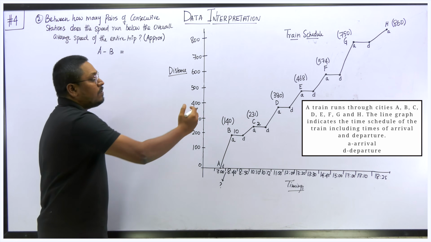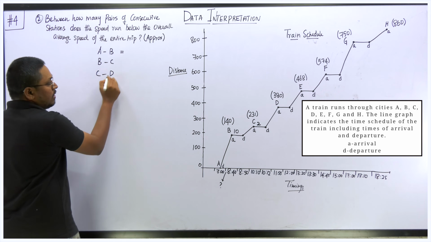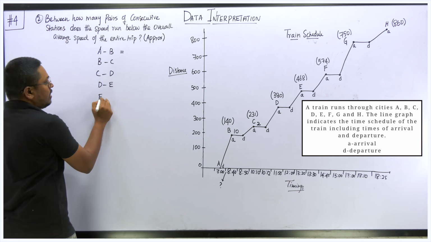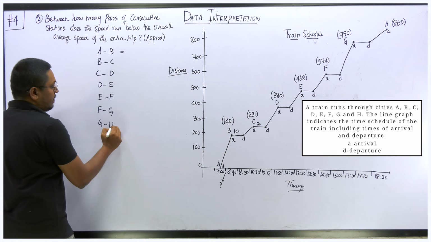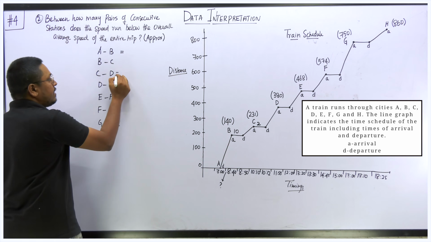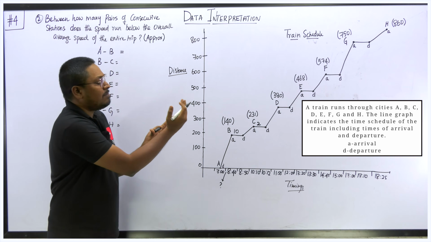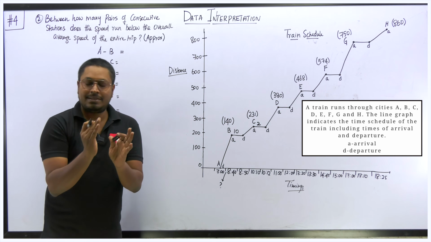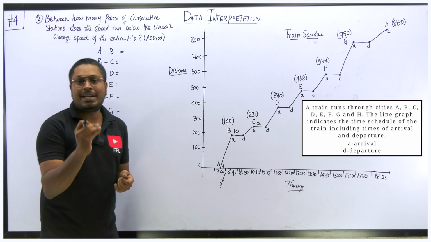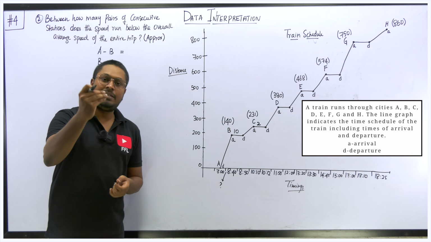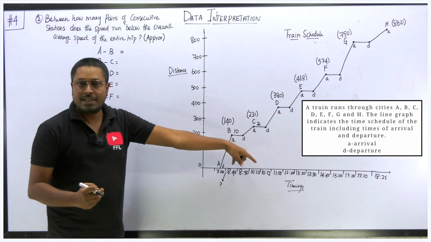Similarly, we have to find it for B to C, C to D, D to E, E to F, then F to G, and then G to H. We need to find the speed taken to travel each distance. Between each pair of cities, they have given some kilometers the train has traveled, and we know the timing also. Now what is our target? Our target is to find the speed. Speed is nothing but distance by time. We know the distance as well as the timings. Everything has been given in the chart.